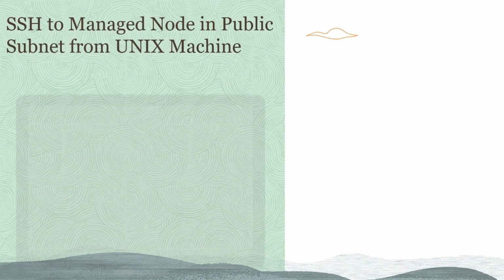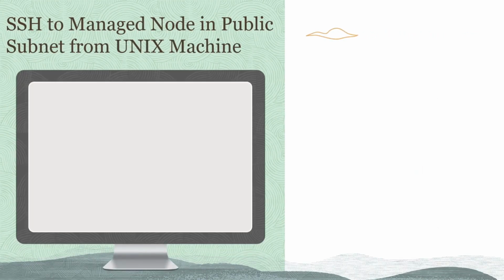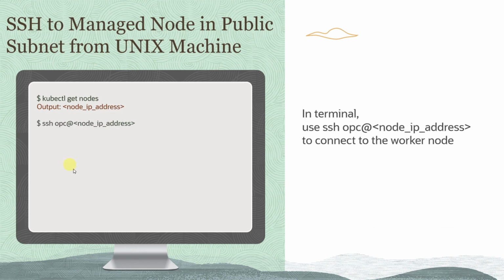Let's understand how to SSH to managed nodes in a public subnet from a Unix machine. Enter kubectl get nodes to see the public IP address of worker nodes in the node pool in a cluster. And then enter ssh opc@node_IP_address to connect to the worker node, where node_IP_address is the IP address of the worker node that you made a note of in the kubectl get nodes command.